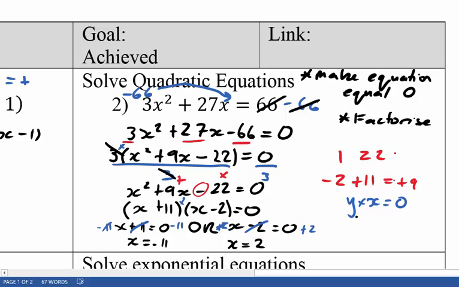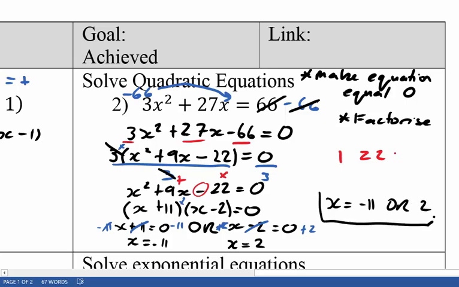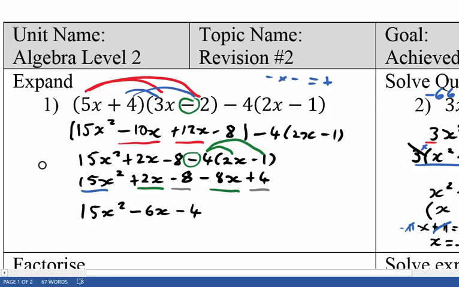So over here, I can finally write my answer. I'll just erase this here so I've got a bit of room. My final answer, solving that quadratic equation, is x equals negative 11, or 2. And note how I put a box around that. And actually I'll go back over here and put a box around my answer here as well.